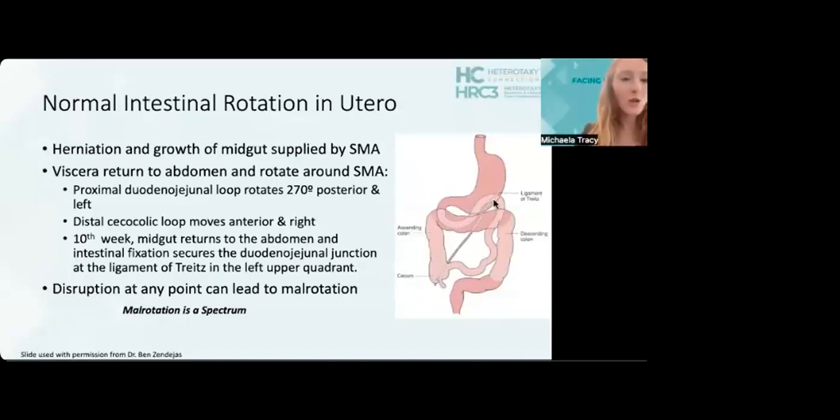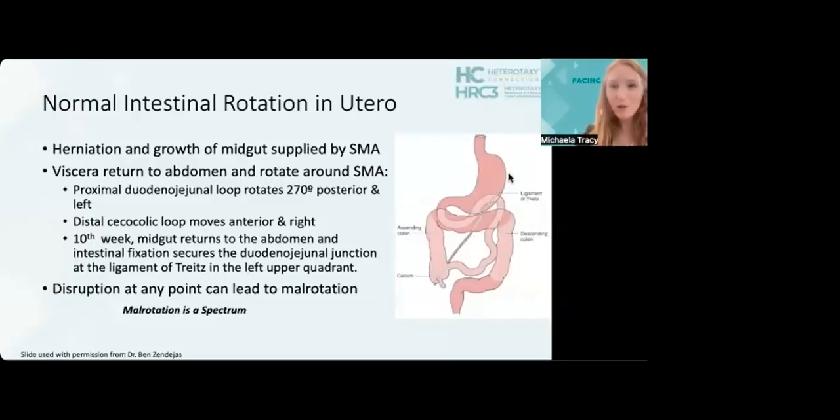Oppositely, your cecocolic, which is basically your cecum, the first part of your large intestine, and the rest of your large intestine, are meant to move anterior and to the right so that your cecum ends up down here in the right lower quadrant. What's most important is that at the end of all of this, you have this long structure called the ligament of Treitz that ends up tacking your small intestine up here in your left upper quadrant, and your large intestine down in the right lower quadrant. This large ligament is important because your mesentery fans out from there and has a broad width in a normal person's anatomy.